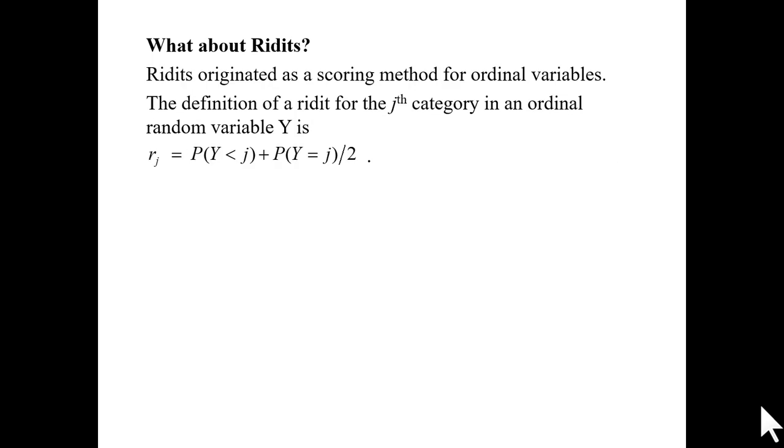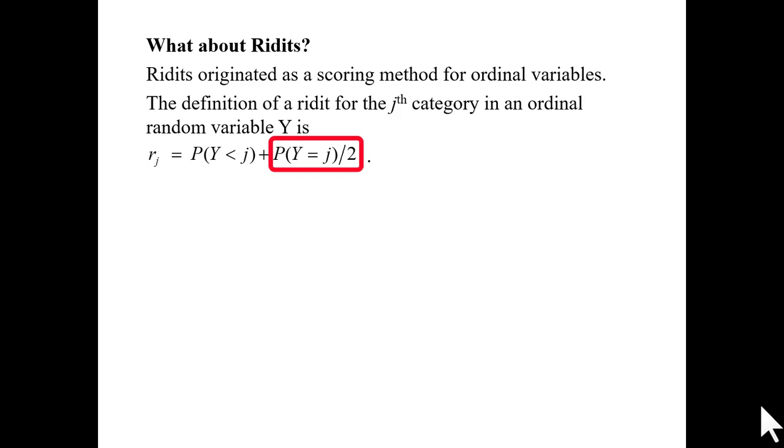Well, what about ridits? Ridits originated as a scoring method for ordinal variables. The definition of a ridit for the jth category in an ordinal random variable scale is the cumulative distribution up to j plus the PDF, or probability density function, at j, p of y equals j, divided by 2.